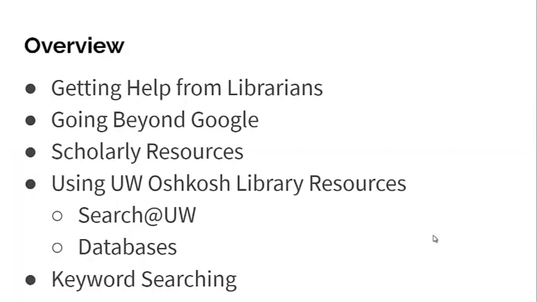What we're going to cover today is first, how to get help from UWO librarians while you're researching. Then we'll discuss why it's important to use library resources to find articles versus searching on Google or elsewhere on the internet. We'll talk a little bit about what scholarly sources are, then we'll get into our specific website and how to use our search tool, Search at UW. Finally, we'll end with a quick overview of some helpful databases to get started and talk about the best ways to search.